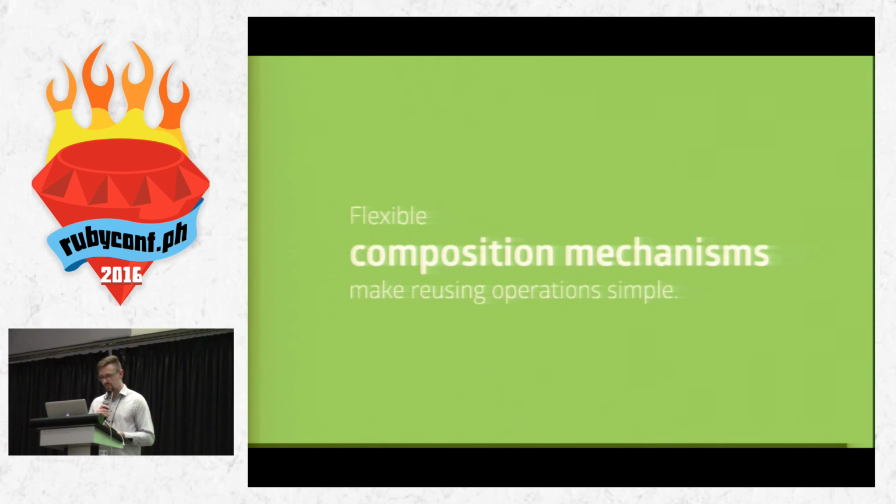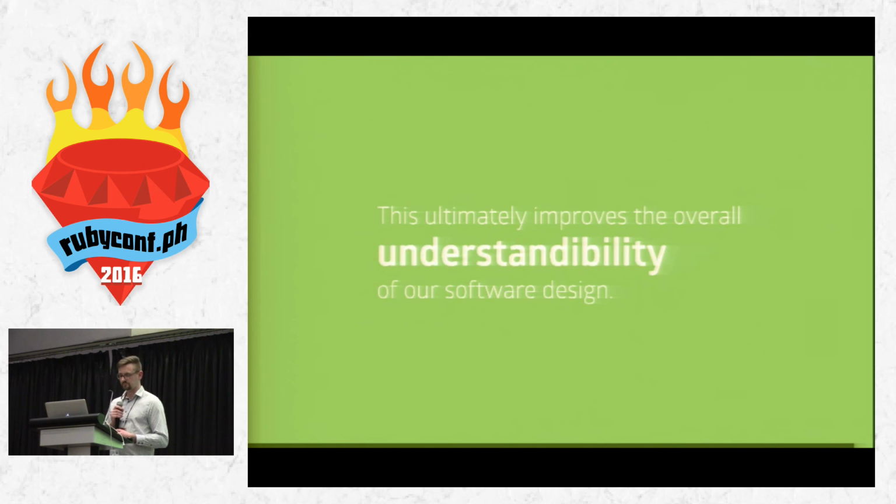Further, they provide a flexible composition mechanism for implementing those more complex business processes, which makes it easy to reuse individual parts or individual operations in multiple pipelines. And ultimately, establishing a pattern throughout your application on how you model business processes aids understandability and makes it easier to change and grow over time.